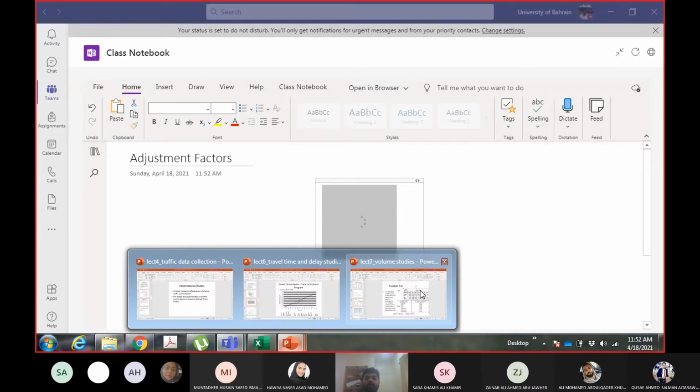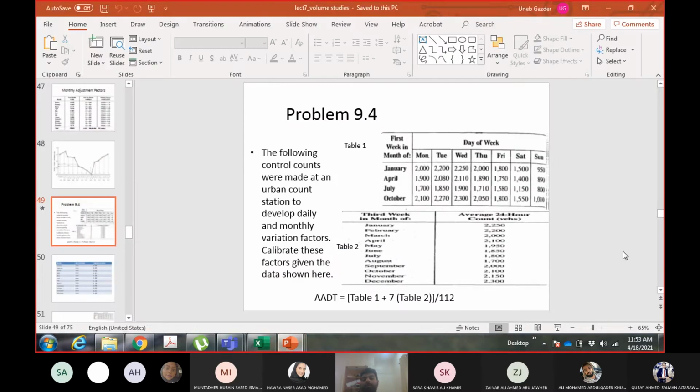Now the first thing we have to calculate is AADT. For AADT, how many values are taken? If you see here in the first table, I have 4 weeks of data: one each before January, April, July, and October. So 4 weeks of data, each week 7 values, so 28 values from the first table.